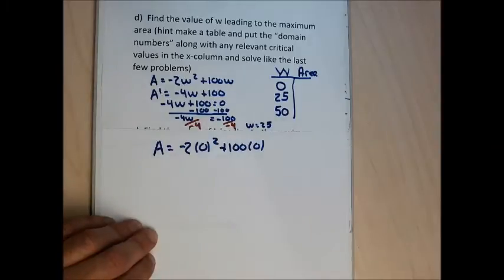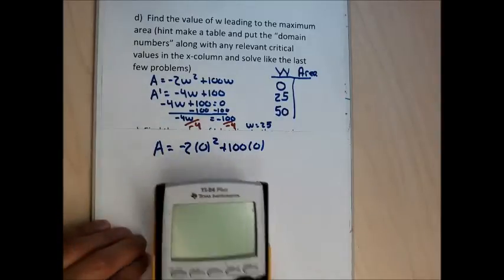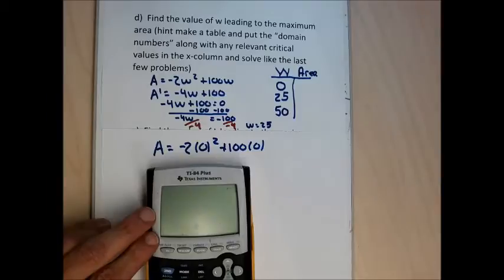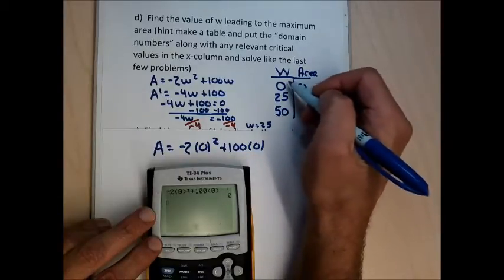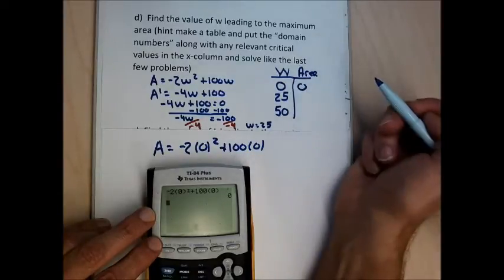I can do that on my calculator. I probably really don't need my calculator because I know that that's 0, but let me do that anyways real quickly. I'm going to go -2 times 0 squared plus 100 times 0. And this gives me 0. This says if the width is 0, the area is 0.